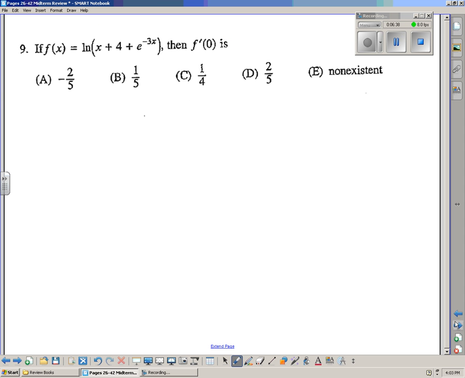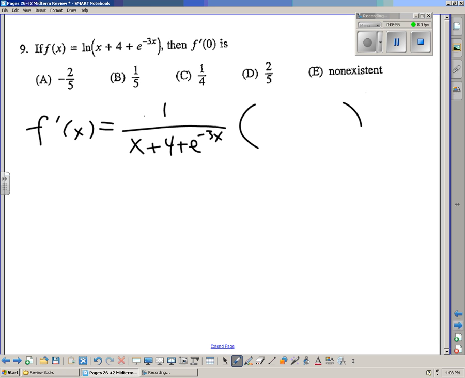Next question. We have f of x is the natural log of all that stuff. We want to find f prime of 0. Another chain rule question, as you noticed. Chain rule is a big topic on the multiple choice. So I have f prime of x. I have derivative of ln of stuff, which is 1 over the stuff, times the derivative of the stuff. Well, the derivative of x is 1.